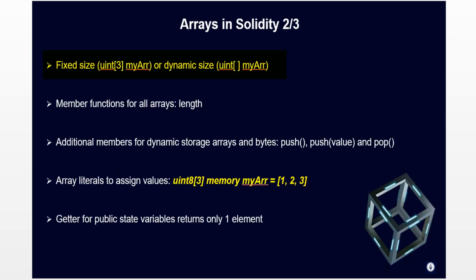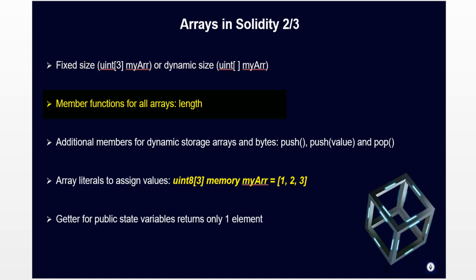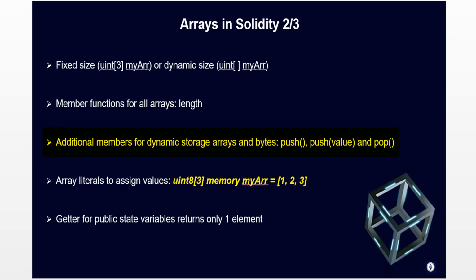In Solidity, we can define dynamic and fixed size arrays. For a fixed size array, we need to specify the number of elements the array should contain. There is only one member function that is available for all array types, the length property, that returns the number of array elements. For dynamic storage arrays, we have some additional functions: push and pop. Push adds an element to the end of the array, and pop removes one element from the end of the array. Those functions are only available on storage arrays, not on memory arrays.